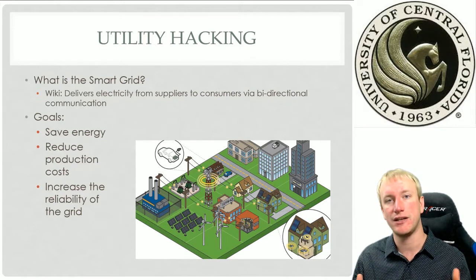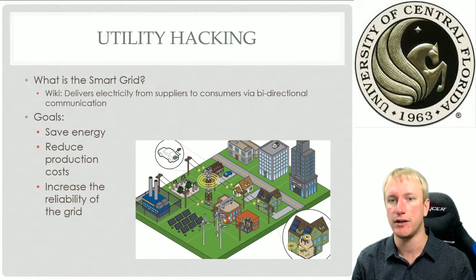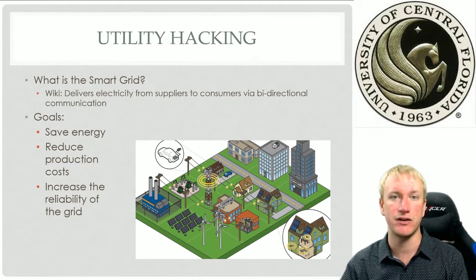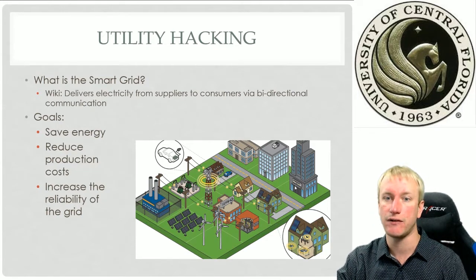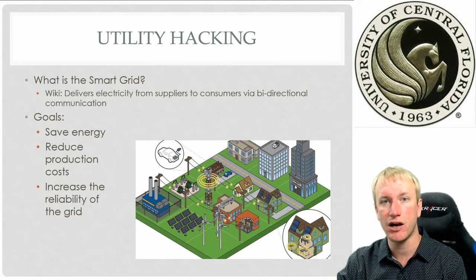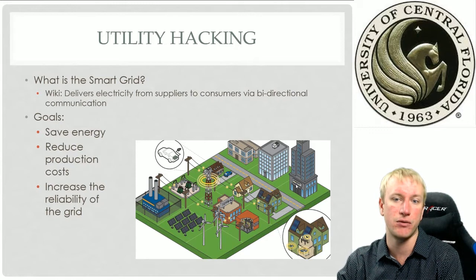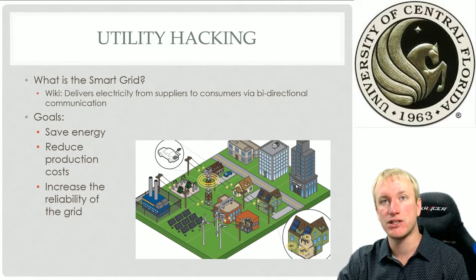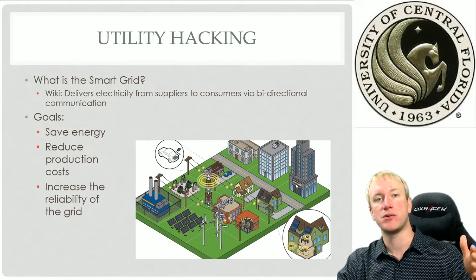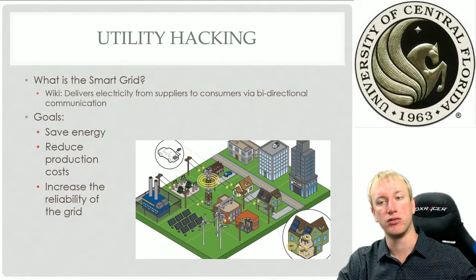That's great, but because it is a computer, so to speak, it does have its vulnerabilities built in. There are a lot of benefits, like it does save energy, so if I want to automate turning things on and off, it does reduce production costs and labor costs, so I don't have to pay someone to walk around and read the data. And it does increase the reliability of the grid, so I can automatically detect when something's going extreme and turn it off from a remote location.